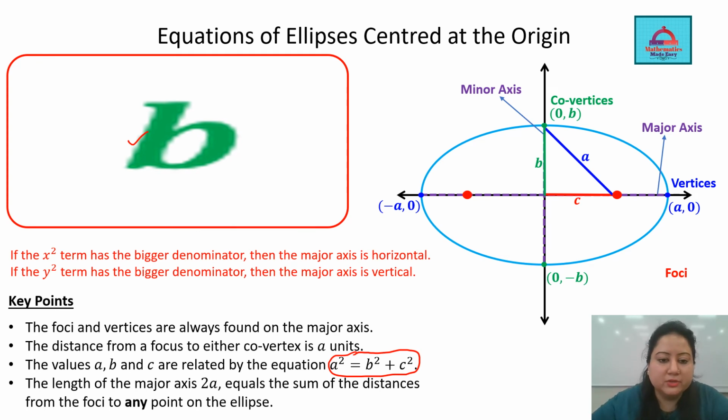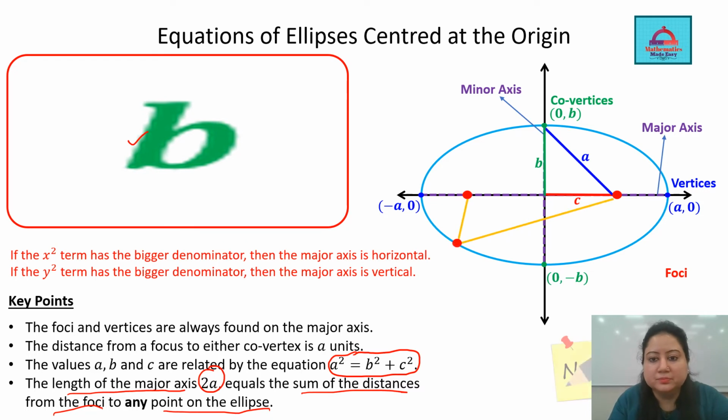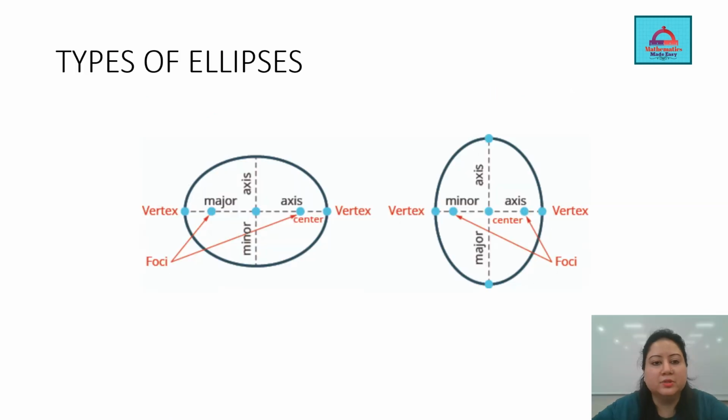Then the length of the major axis will always be 2a. So a will be given to you in the question, and that is the sum of the distances from the foci to any point on the ellipse. That's your definition of a. Okay, so you can see here some important points. Make sure you note them in your notebook and learn them as a formula sheet to be used in solving questions. Now, the two types of ellipses you have already seen in the previous slide.